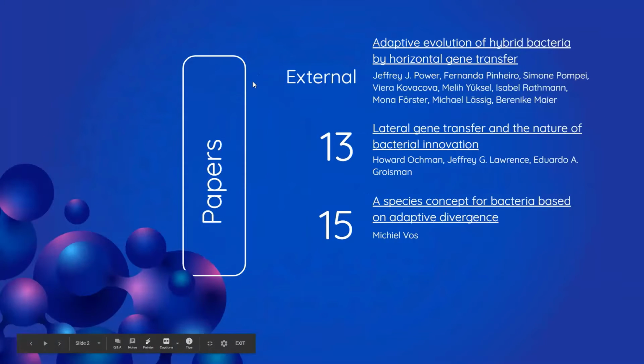Okay, so the papers we'll be covering today. For the external paper, it's called Adaptive Evolution of Hybrid Bacteria by Horizontal Gene Transfer. And if you just hover over this, you'll find a link to it. And then we'll be covering papers 13 and 15 from this semester.